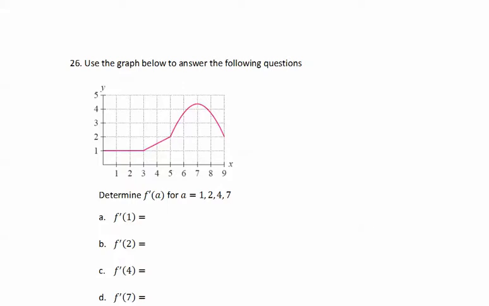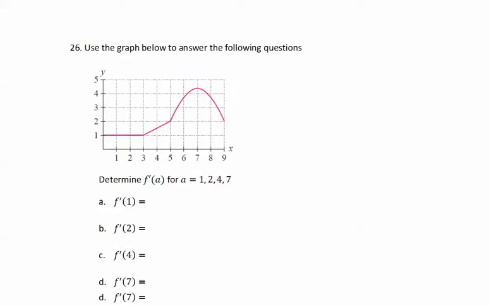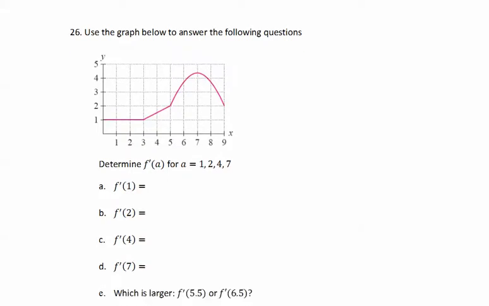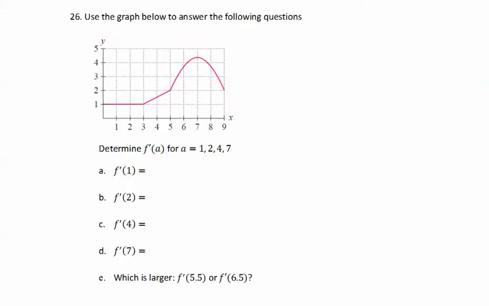And we get, use the graph in 26 below to answer the following questions. Here we go. Determine f prime of A for A is equal to 1, 2, 4, 7. So f prime of 1, we're looking for the slope of the tangent line when x is equal to 1. Well, what's the slope of that line? It's 0. How about at 2? F prime of 2, it's also equal to 0.